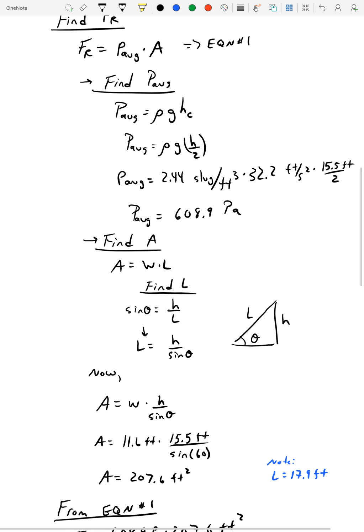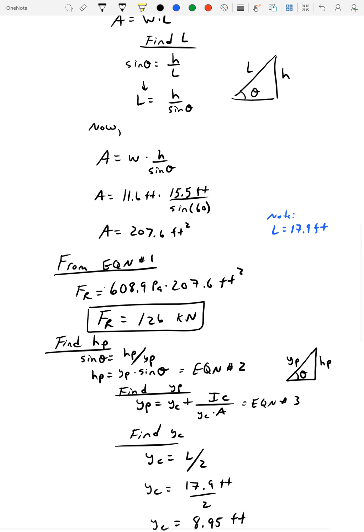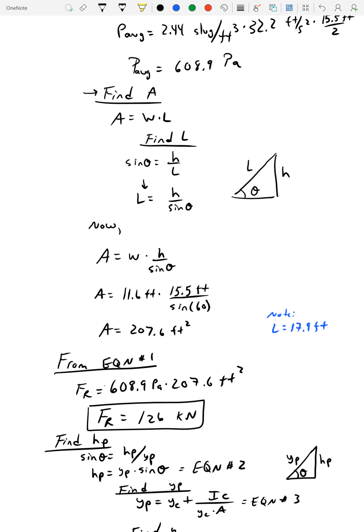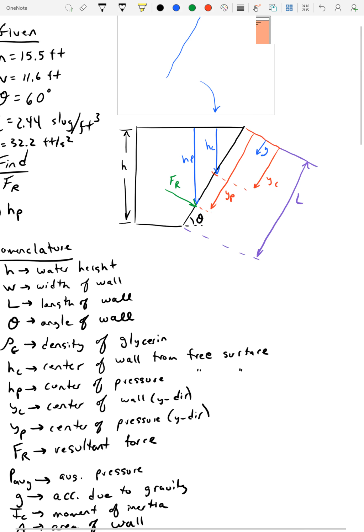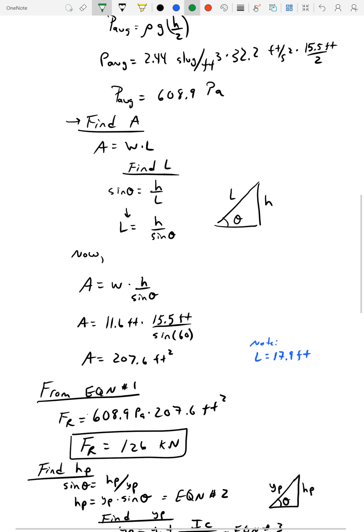Now if you notice, I'm not writing across the page. I'm writing one single equation, and then I'm writing the numbers below. That's exactly how I want you to do it, because otherwise it gets too cluttered. Alright, so now I found the P average and A, and then I plug it back into equation 1, and I get 126 kilonewtons. Now a lot of people, for some reason, the area is width times length. This is your length, that is your width. Alright, so we get that.